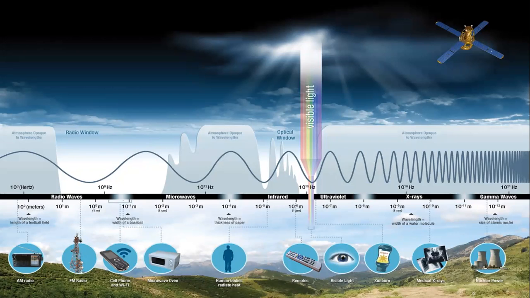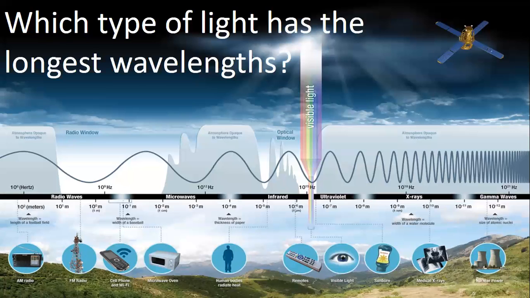Between these two extremes are waves that are commonly called light. Light includes infrared light, visible light, and ultraviolet light. The wavelengths, frequencies, and energy levels of light fall in between those of radio waves on the left and X-rays and gamma rays on the right. So, which type of light has the longest wavelengths? Think about that question for just a moment and pause your video while you write down the answer.